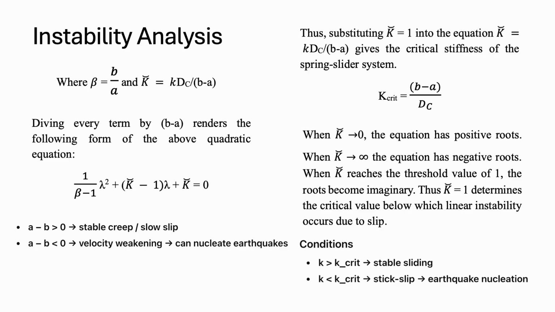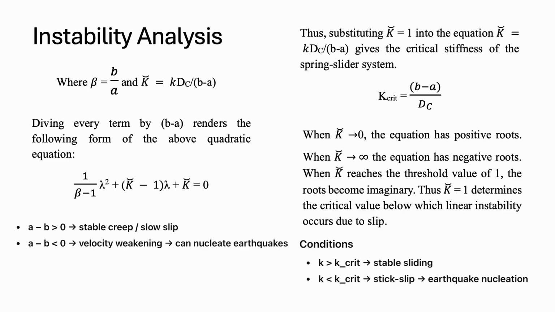So the value of the k critical parameter is being controlled by these b and a parameters over here. And based on observations, it has been seen that if a minus b is more than 0, that's a stable creep or slow slip. And if a minus b is less than 0, that's the velocity weakening regime, which can nucleate earthquakes. These assumptions are extremely important to our understanding of rate and state friction.